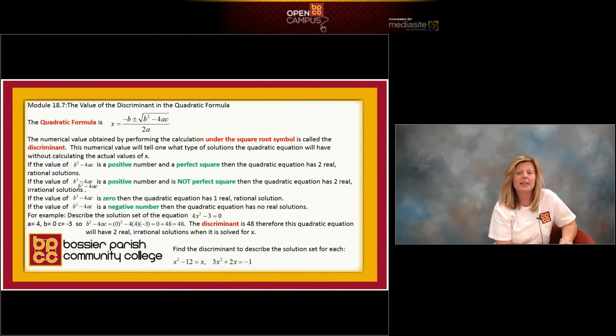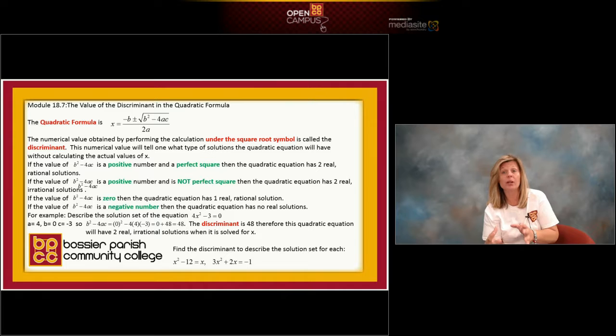Hey everybody, in this module we want to finish up talking about the quadratic formula. And what I want to point out is the most important part of that whole formula. The key part of the quadratic formula is the piece underneath the square root symbol, the b squared minus 4ac. And why is that part of the formula so important?